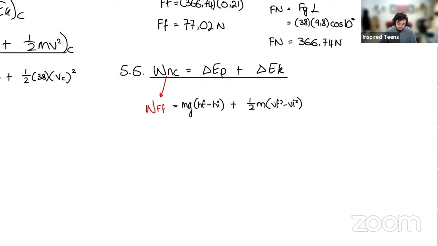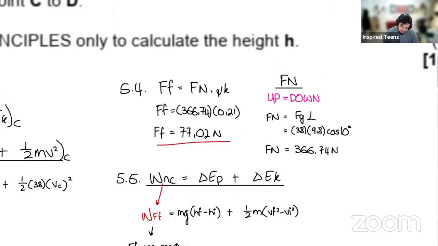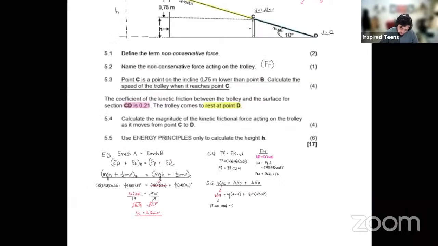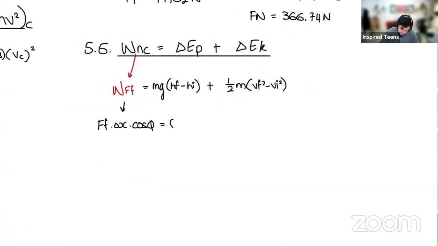Work done by frictional force can further be opened up as the frictional force times delta X times cosine theta. That's how we calculate work done by friction, especially since we just calculated the value. That's why I'm opening it up, because we just calculated frictional force in the previous question, 77.02. So to calculate the work done by it, I can utilize this formula. It's equal to the mass of this object, which is 38 kg.